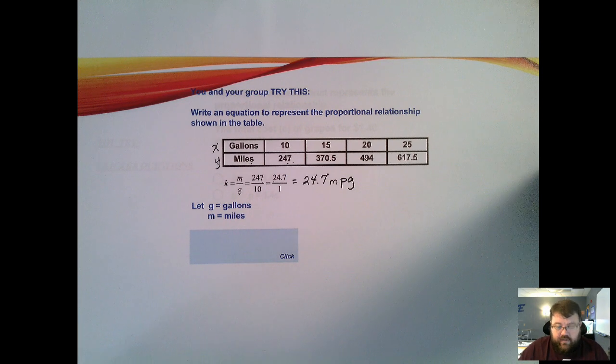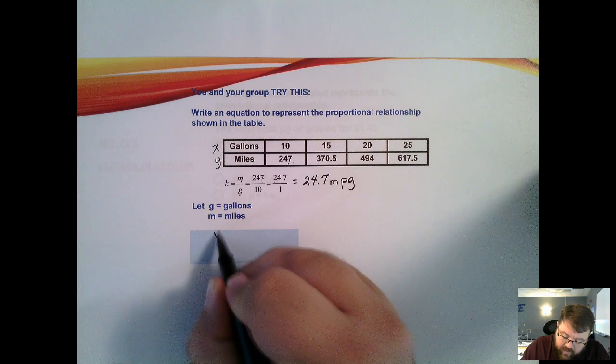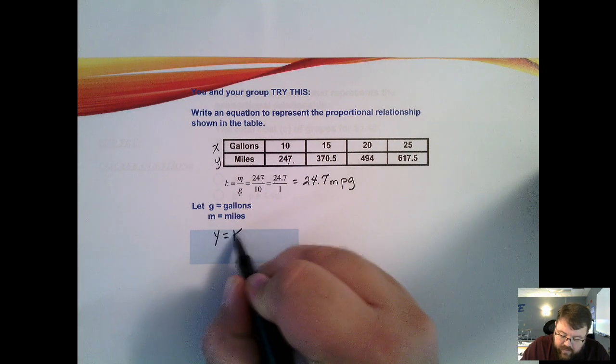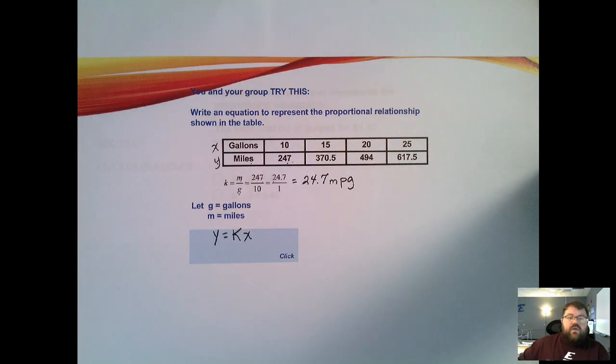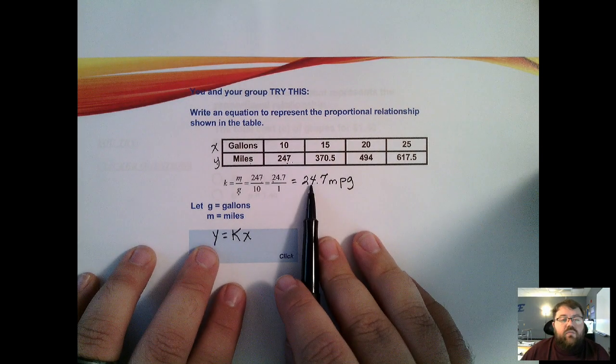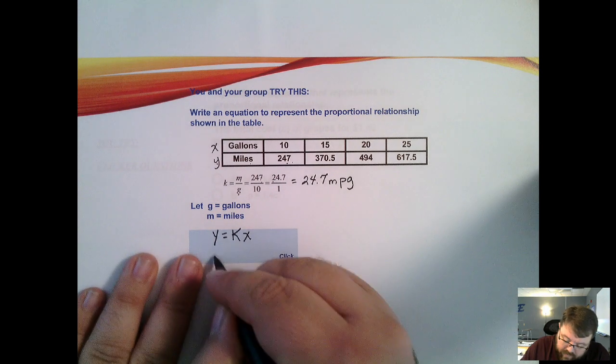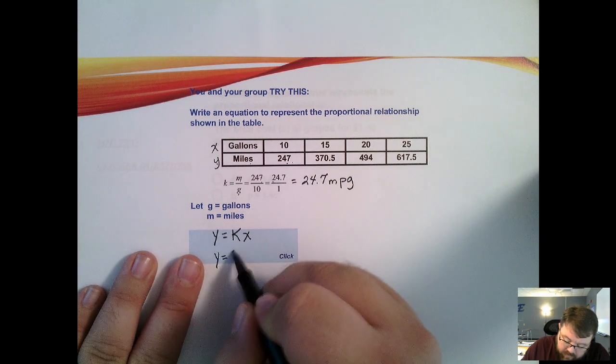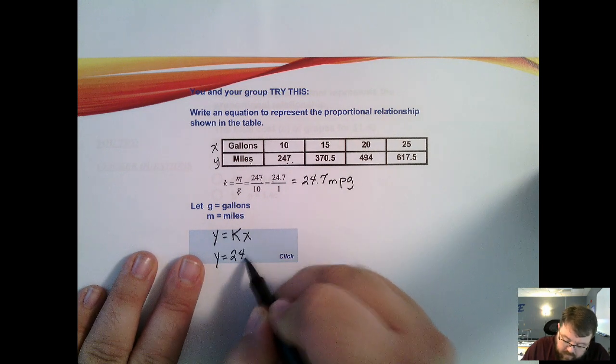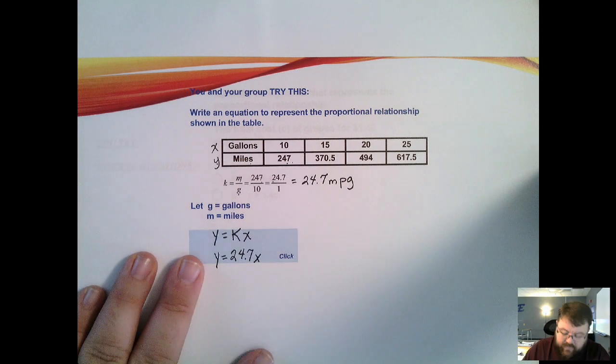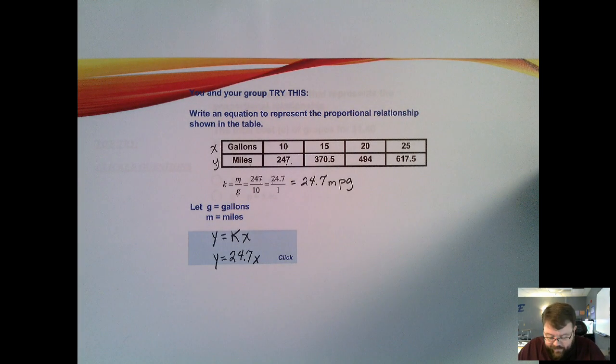Now, I had you write down y equals kx. We've got the value of k. The value of k is 24.7. So we have y equals 24 7/10. Okay?